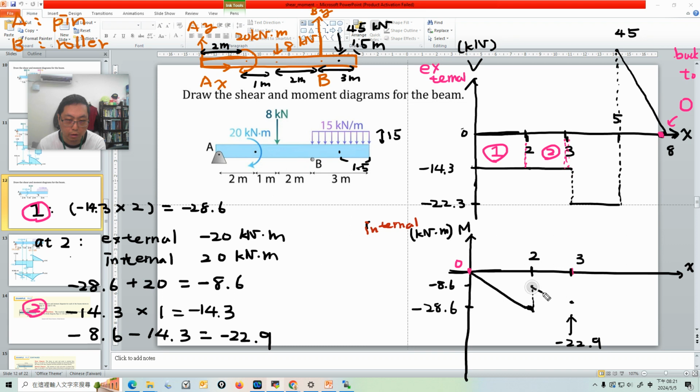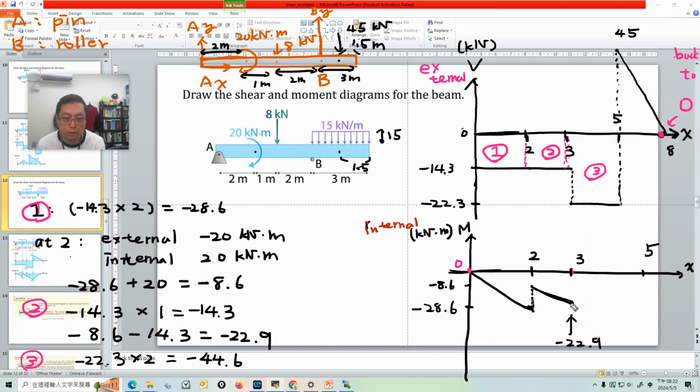So here is the second part. Be careful with your shear diagram, between position 3 and position 5. What's the area here? The area 3 is, be careful, minus 22.3, and the width here is 2, so it's minus 44.6.